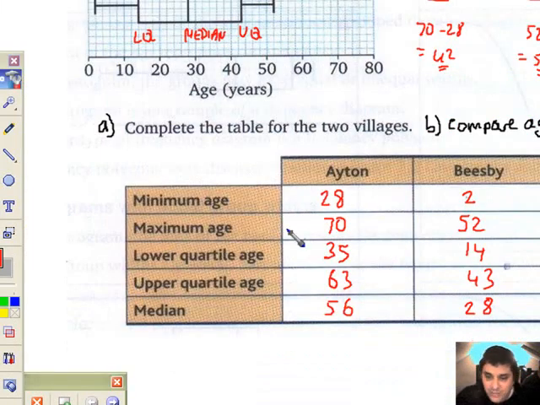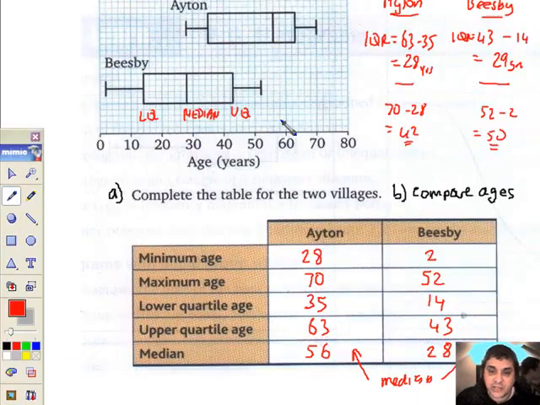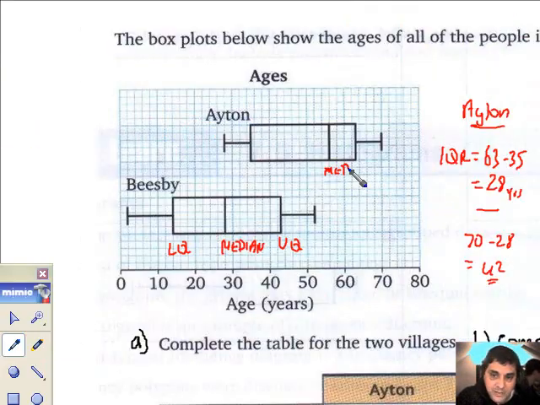Now in terms of the median, look at that. Put it down here, shall we? If we look at the median there, if we use the median as a measure of average, on average the people in Ayton are a lot older than the people in Beesby. In fact, you can say that on average the people in Ayton are twice as old as the people in Beesby. And as you can see, look at the median there. That's a lot further along than this little bar here, which is on 28. Alright, so that's 28, and that is 56, and it goes about twice the age.